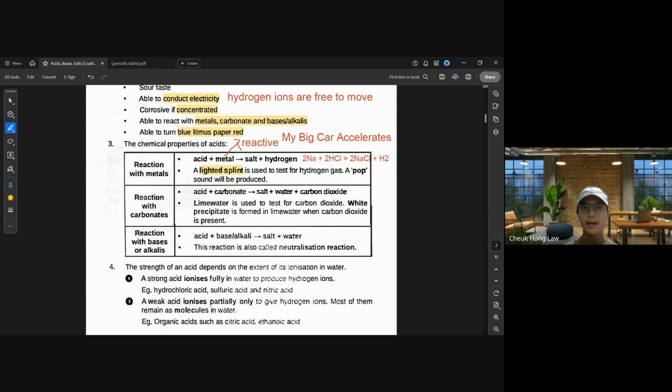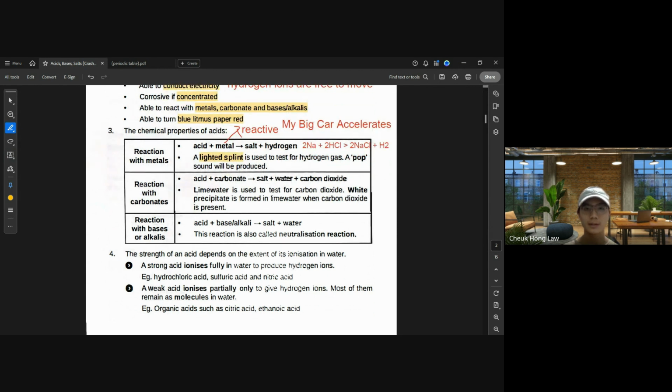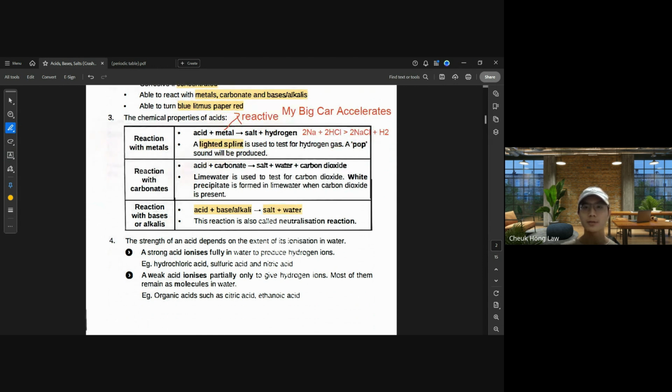Okay, next, M is metals, so B is base. So reaction with base. Acid plus base will give you salt and water. Pretty straightforward. This is also called a neutralization reaction.